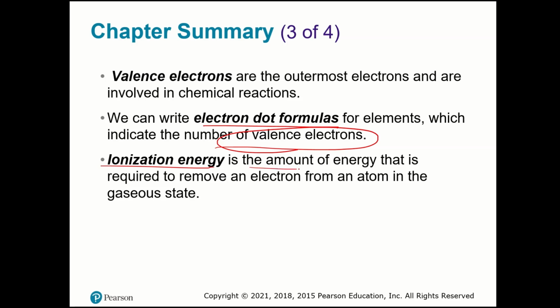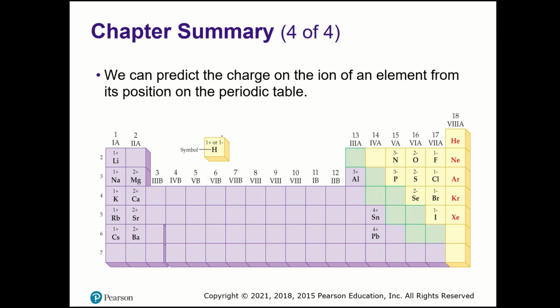Ionization energy is the amount of energy that is required to remove an electron from an atom in the gaseous state. Just remember, if it's close to the nucleus, a small atom will require a lot of energy to remove an electron. So we can predict the charge on the ion of an element from its position on the periodic table. In accordance with the group, +1 and +2 in groups 1 and 2 for metals, and non-metals will be negative.